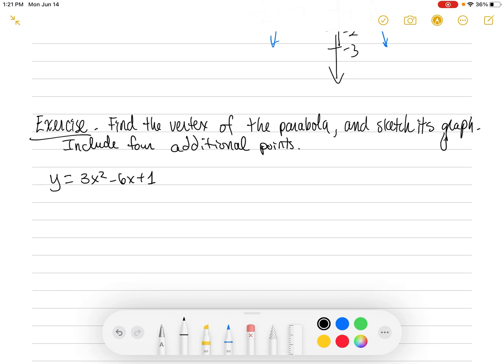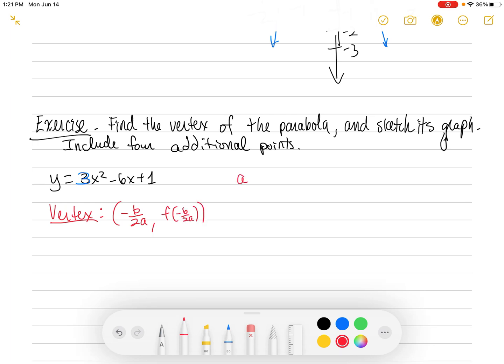So here the function is y equals 3x squared minus 6x plus 1. That's the parabolic function. It's a quadratic whose graph is a parabola. Now, we can already tell that this one's going to open upwards. How do we know it's going to open upwards? Because this 3 out front is positive. So we know it's opening upwards. Now let's find the vertex.